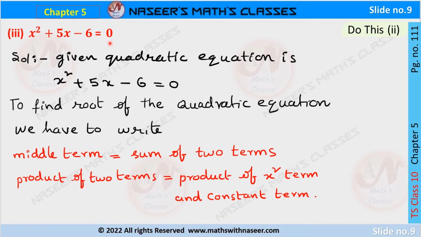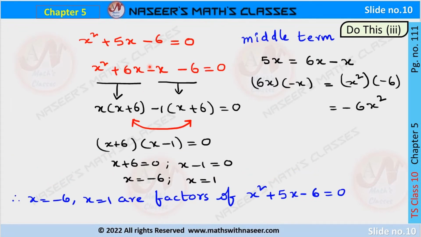To find the roots of this quadratic equation, first of all we have to split the middle term 5x as the sum of two terms, and these two terms if we multiply we get the product of the x² term and a constant term. So here the middle term 5x is written as 6x - x, and if we multiply these two terms we get -6x², which is the product of x² and -6.